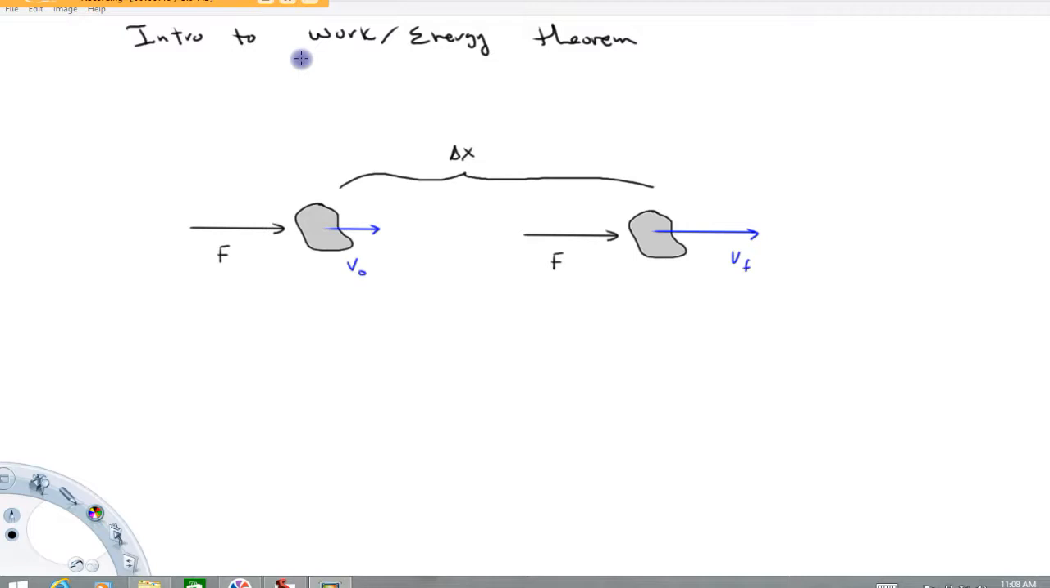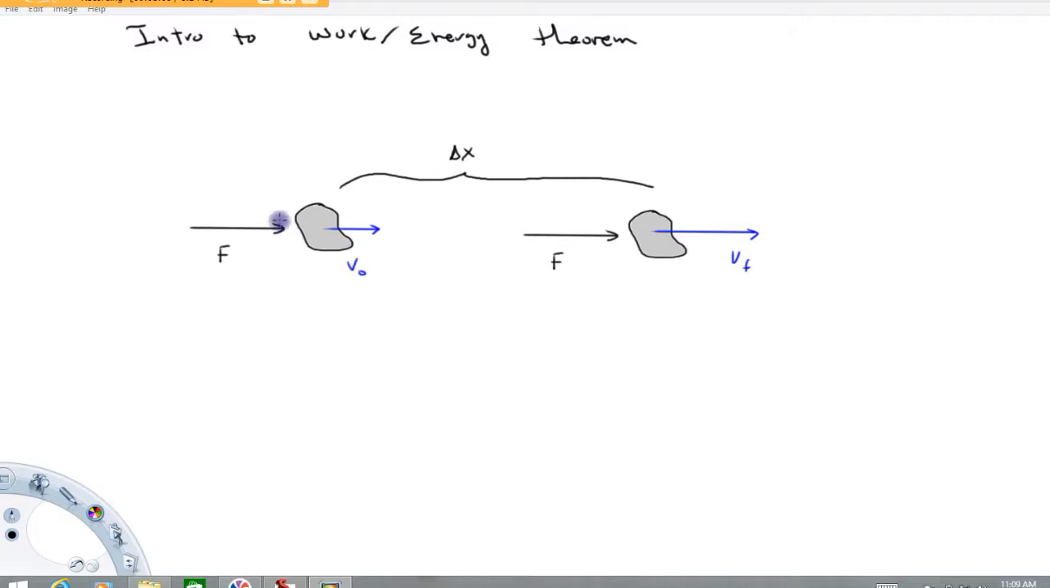So let me chat about the picture and what we're looking at. For starters, imagine we have some object here that has an initial velocity vector to the right. I'm going to restrict this to one-dimensional motion. However, the work-energy theorem does apply to 2 and 3 dimensions. It's just easier to visualize and go through the math in 1D.